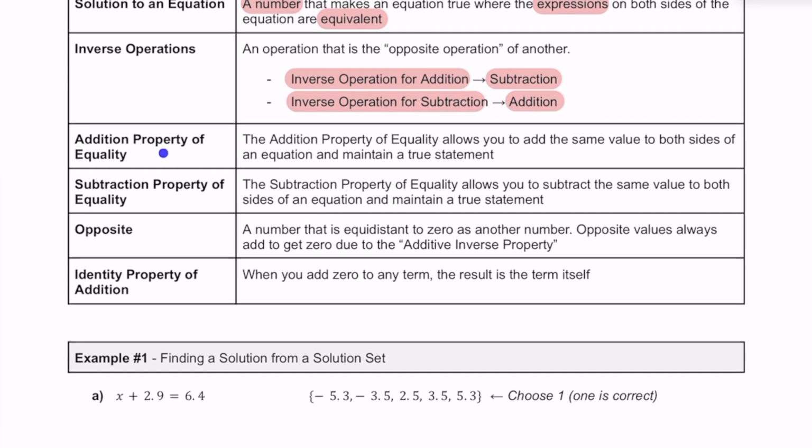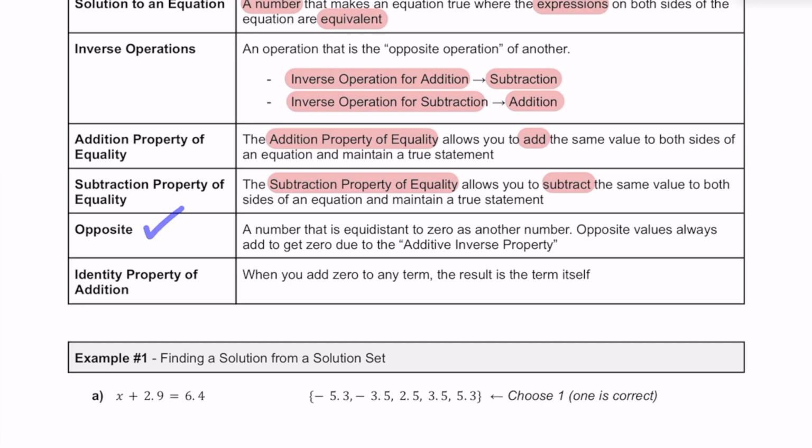Then we have the addition property of equality. This lets you know that you can add the same number to both sides of an equation and it's still going to be true. You can add any number on both sides of an equation as long as you're adding the same number, and you are allowed to do that. What about the subtraction property of equality? Well, it's very similar. We can subtract a given number from both sides of the equation. As long as it's the same number, you can do it to both sides of an equation and it'll still be true.